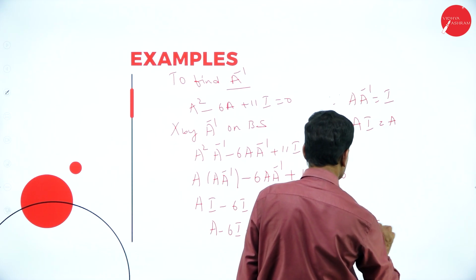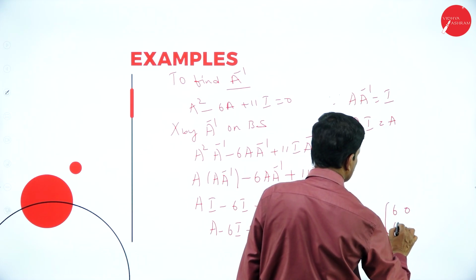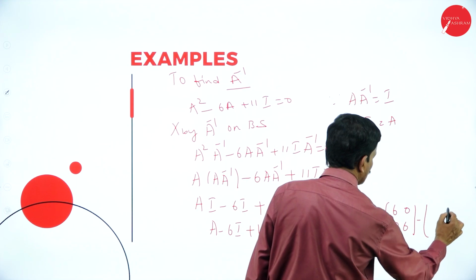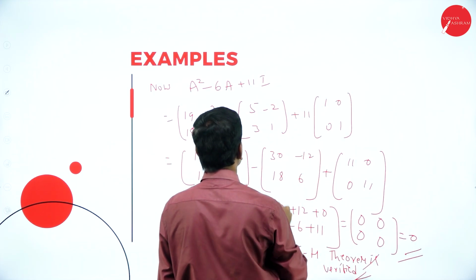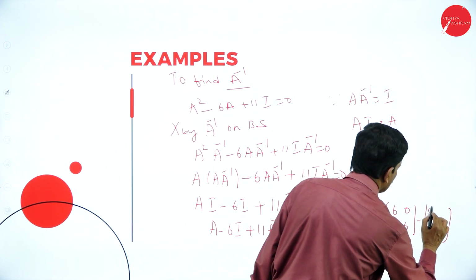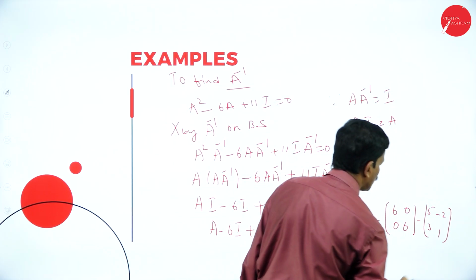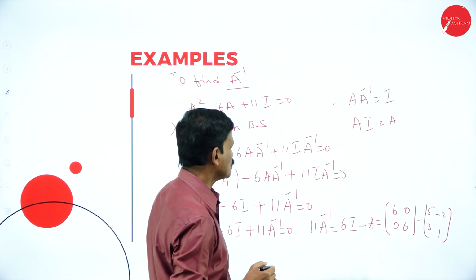So, substitute here: 6I means [6, 0; 0, 6], minus A. What is A? A is the given matrix. The given matrix is [5, minus 2; 3, 1].